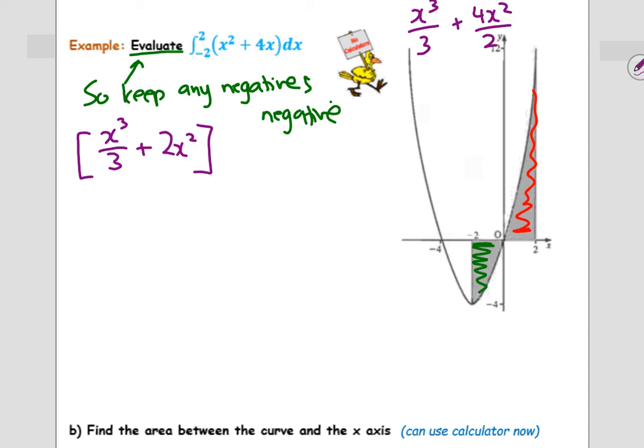Because we've got to show, we're going to do some stuff in there. So you want us to do this one by hand? Yeah. And negative 2 up to 2. And if you happen to get any negative answers, keep them negative.